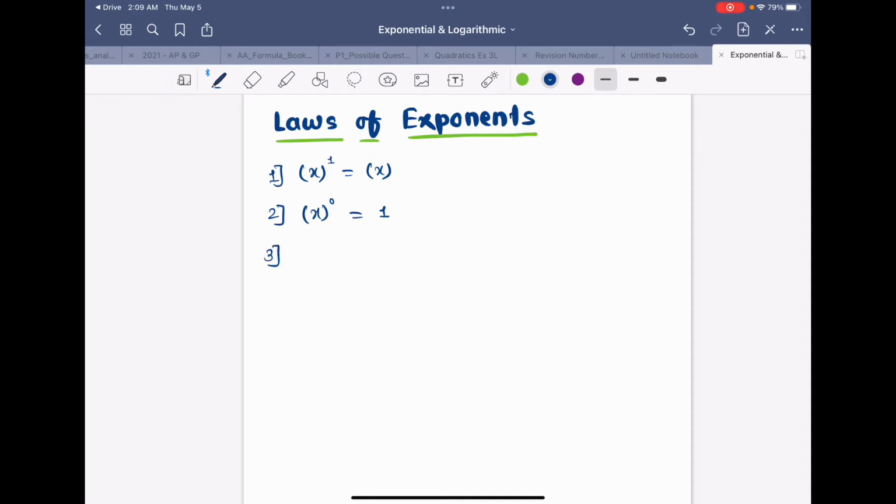Third rule, if the base is the same and multiplication is there, and the raised-to quantities are different, then the base will remain the same and the raised-to quantities will be added. Fourth rule, if the base is the same and division is there, and the raised-to quantities are different, the base will remain the same and the raised-to quantity will be subtracted.